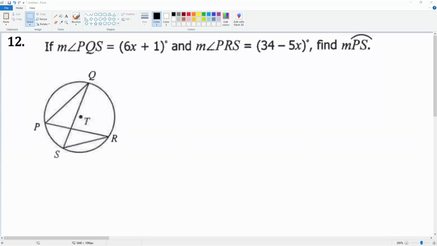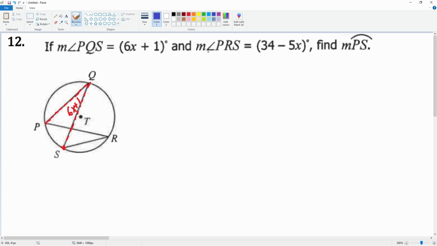Okay, let's look at number 12 here. It says if the angle PQS, let's label that, angle PQS, so it is this part. It's this angle, which I'm making in red. And I know that is 6x plus 1.